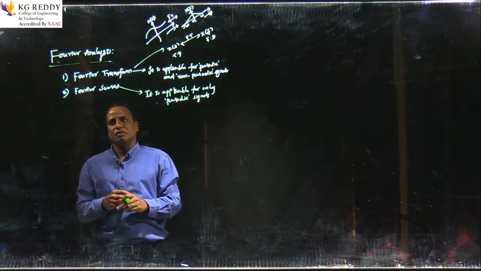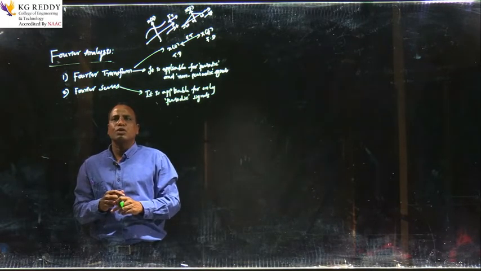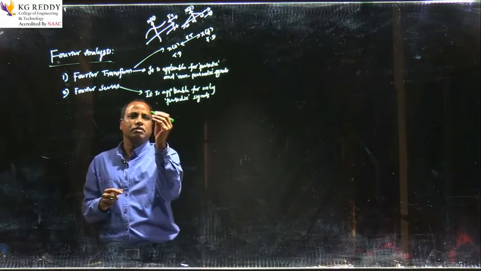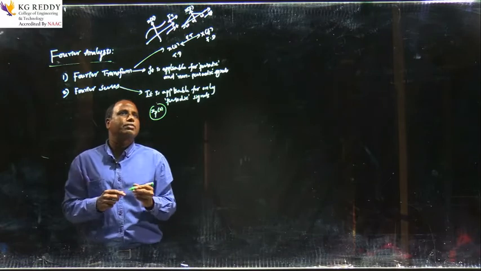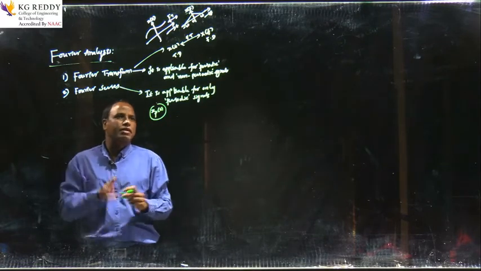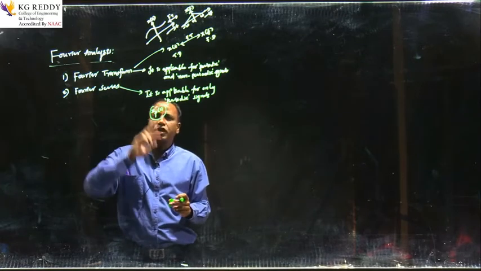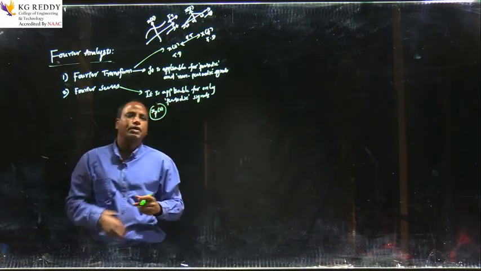Coming to the Fourier series, this Fourier series is used to represent the periodic signals. It is applicable only for periodic signals. When I say xp of t, here we are saying x of t, it can be a periodic or non-periodic signal. But when I say periodic, it is applicable only for periodic signals.